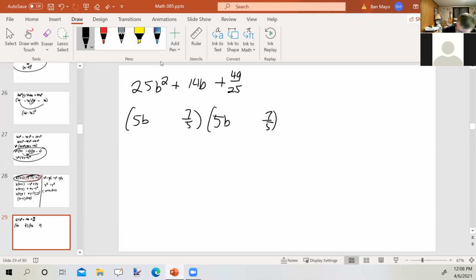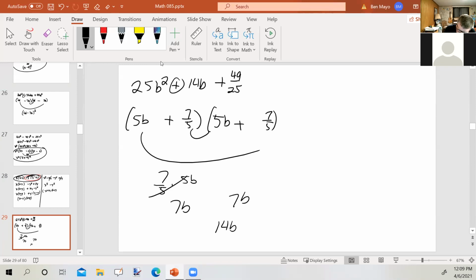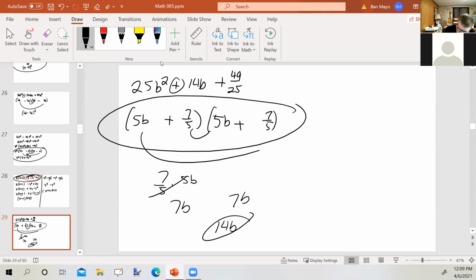plus 7/5. You see where I'm getting the 7/5? The square root of 49 is 7. The square root of 25 is 5. Would the operation be addition or subtraction in the middle there? Be addition. Now, that gives me 25b squared up front and 49 25ths at the end, but does it give me 14b in the middle? Let's see. What's 7/5 times 5b? Wouldn't that be 7b? And then the other one would be 7b, and you add them together, you get 14b. So that's true, or you could write it like that. Okay.